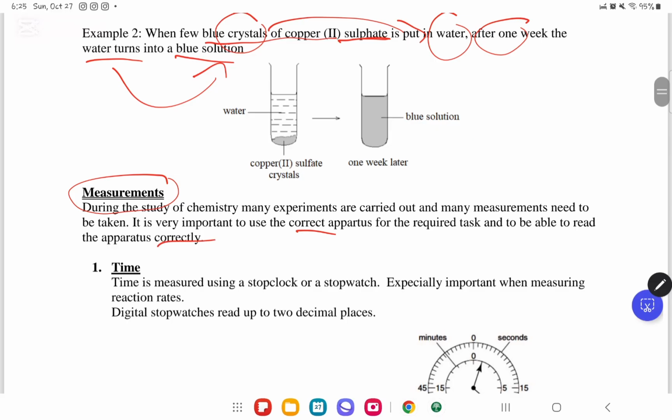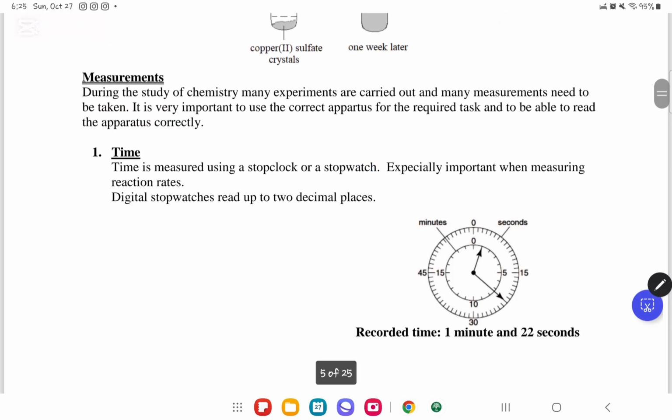So one of the things they measured in this experiment was time. Time you measure using a stopwatch. I believe this is a spelling mistake. Not "especially," it's especially important when measuring reaction rate. So when you're measuring the rate of reaction, you need to use a stopwatch or a stop clock to measure the time. Here they told us that the smaller clock is for minutes and the bigger clock is for seconds.